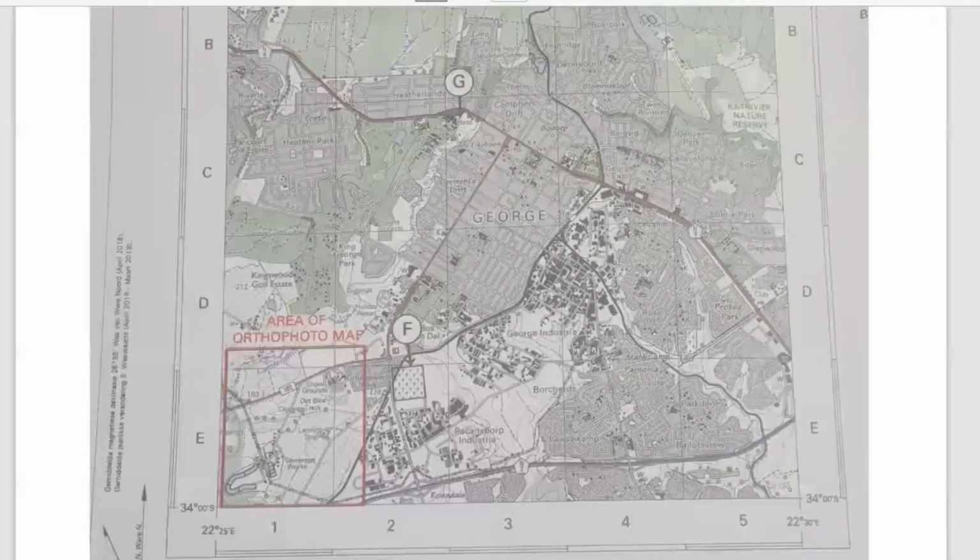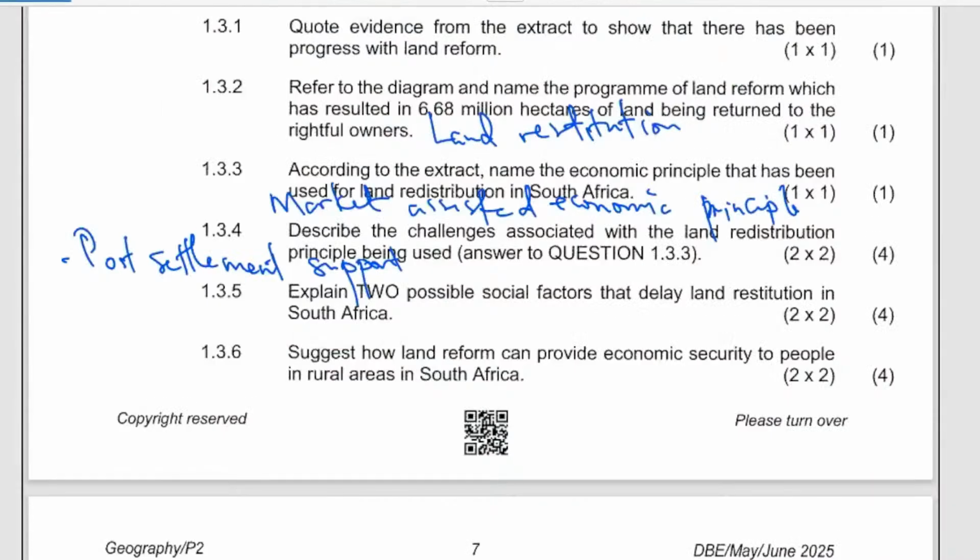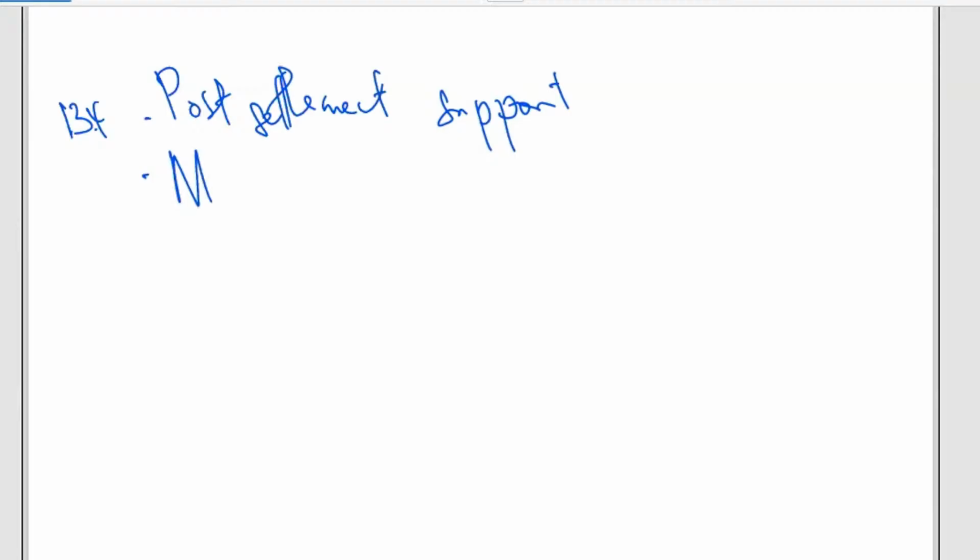Right, when we're talking of post-settlement support, we are saying the farmers who have been allocated land need post-settlement support, that is number 1.3.4. They need to be supported with the resources that will make them utilize the land effectively. If there's no such support, those farmers might face challenges because of lack of support from the government.